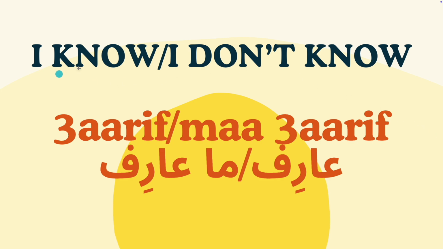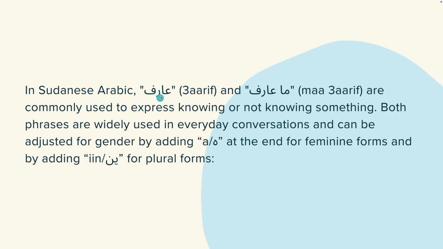Now let's learn how to say I know or I don't know in Sudanese Arabic, and that is عارف or ما عارف. In Sudanese Arabic, عارف and ما عارف are commonly used to express knowing or not knowing something. Both phrases are widely used in everyday conversations and can be adjusted for gender by adding a to عارف at the end of the feminine forms and by adding in to عارف, so it turns into عارفين for plural forms. Here are more examples to clarify.